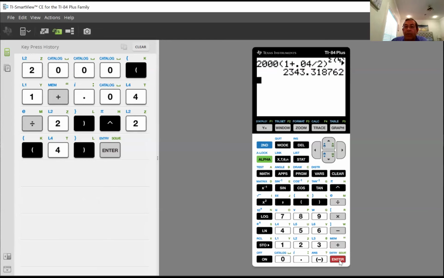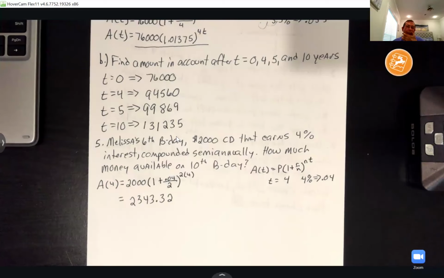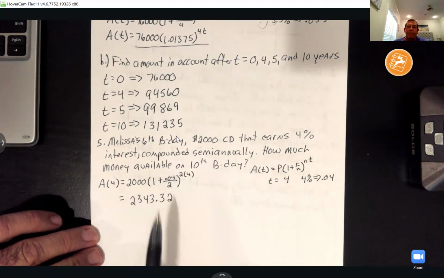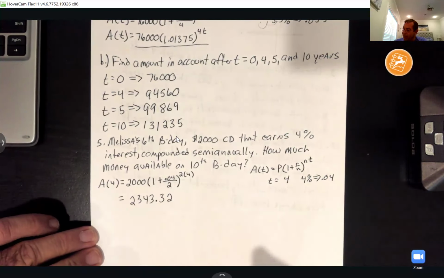So look at that. We got $2,343. And look at that. The 1 is in the 2nd place, but it's got an 8 behind it. So I'm going to make that a 32. Okay. So 2343.32. And that's a trick on those. Plugging them into your formula and see what you get.